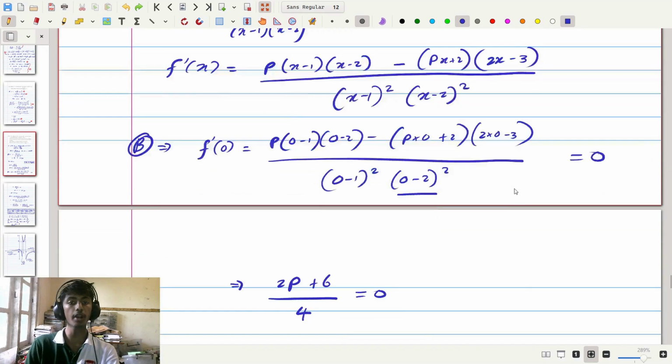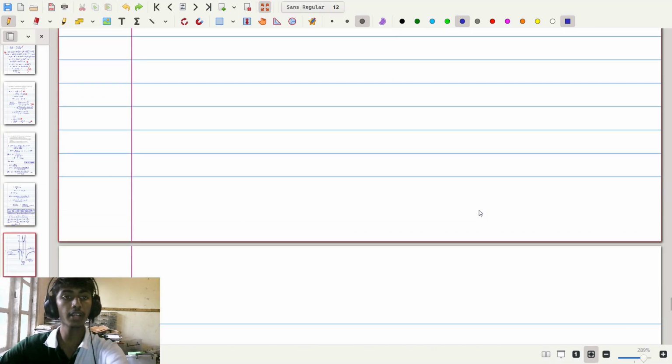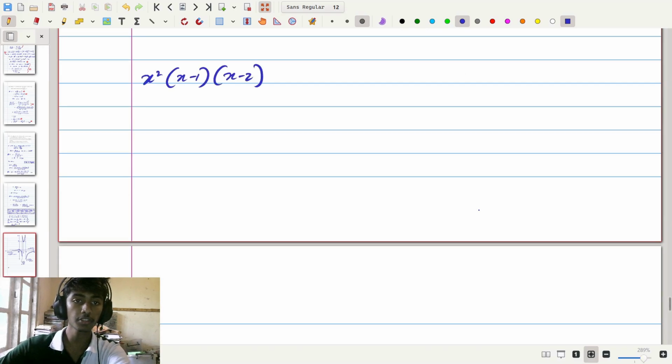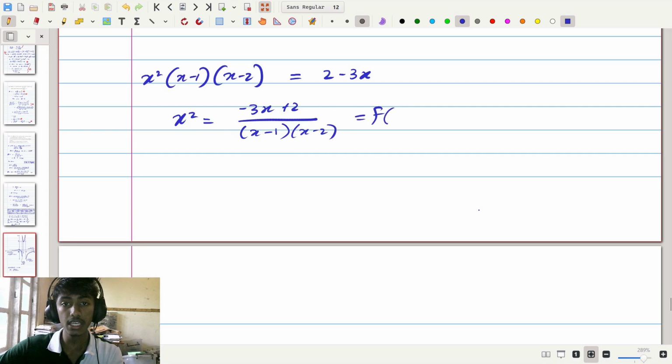So what we're going to do is to go down and consider that equation and rearrange it to get it in terms of f of x. So going down, we have x squared times x minus 1 times x minus 2 equal to 2 minus 3x. We're going to divide both sides by x minus 1 times x minus 2 and write this as x squared equal to minus 3x plus 2 divided by x minus 1 times x minus 2. And as we know, this thing right here is exactly what f of x is. This is exactly equal to f of x. And therefore what we're looking for is f of x equal to x squared.